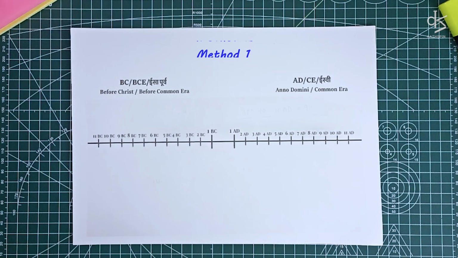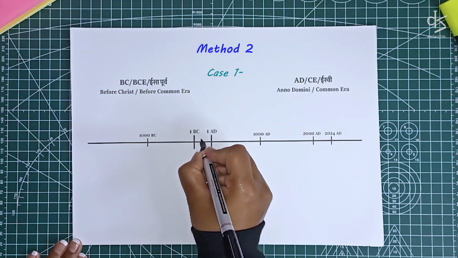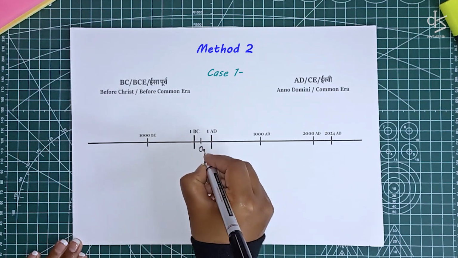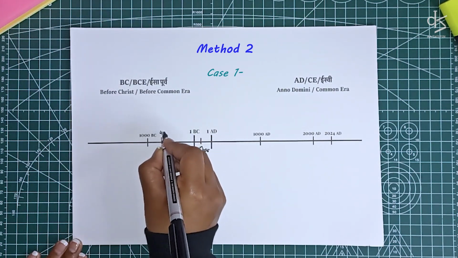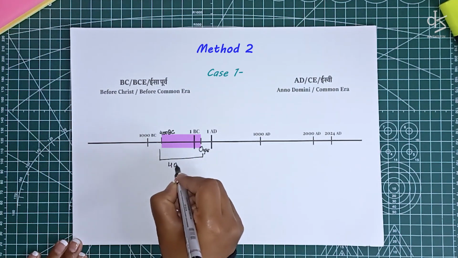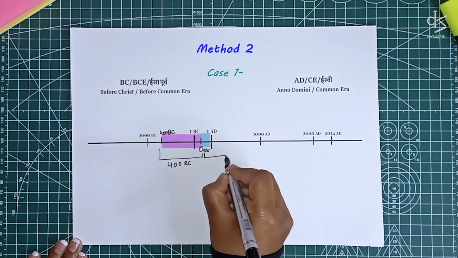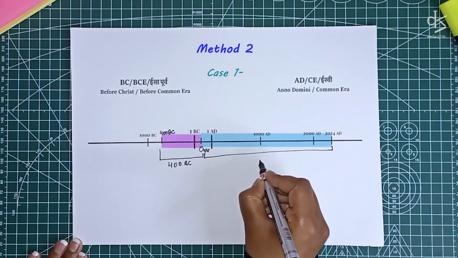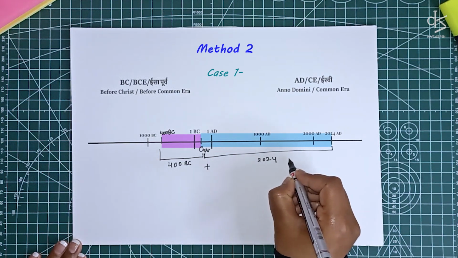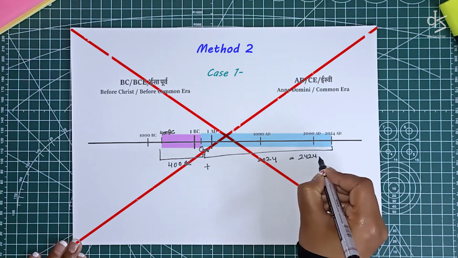Method 2. Case 1. Imagine you want to find how many years ago 400 BC was. If we had a year 0, adding 400 BC and the current year, for example 2024, would give you the right answer. We could have said 400 BC happened 2424 years ago. But that's not the case.